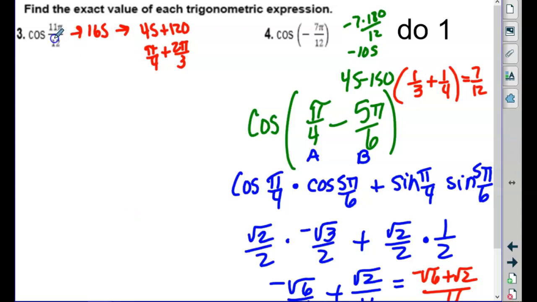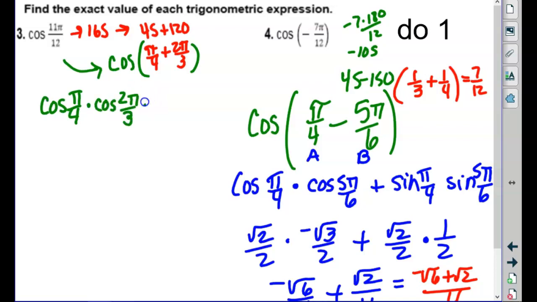Okay, real quick, 11 pi over 12 is 165, so I chose 45 and 120 to add up to 165. So this would say the cosine of, so how do you expand that? What does your sheet say for cosine A plus B? Cosine A times cosine B, which is 2 pi over 3, minus sine A times sine 2 pi over 3.